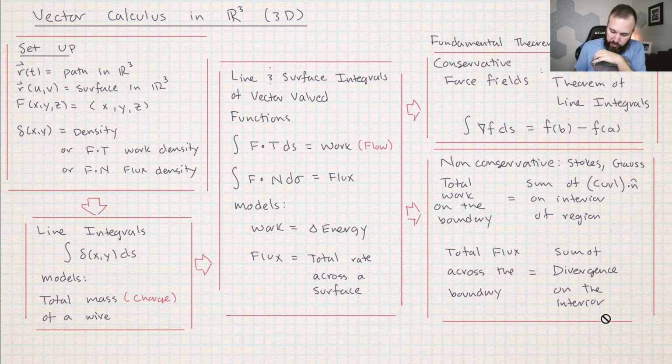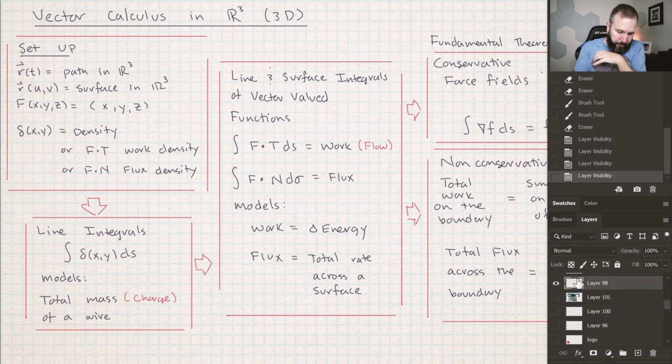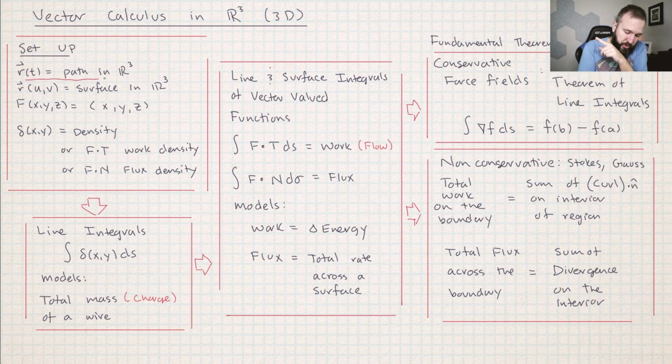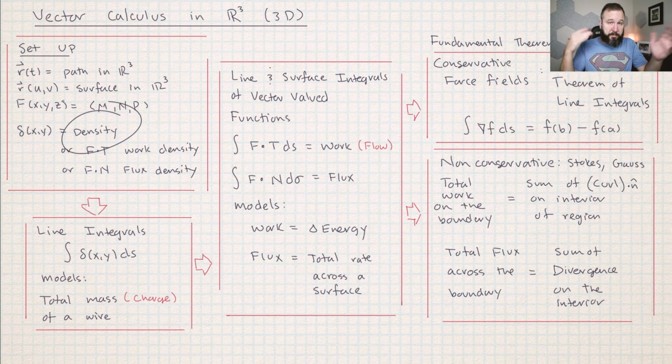So in 3 dimensions, the setup is very similar. Sometimes you do still have a path, but also sometimes you have a surface. And so then your vector valued function, I named this wrong, it's not x and y and z. You're going to have some kind of force field in 3 dimensions, and we're going to call the components m for the first coordinate, n for the second coordinate, and p for the last coordinate. And then the density is the same. You can either have the mass density or the charge density, or you could have flux density or work density, just like before.